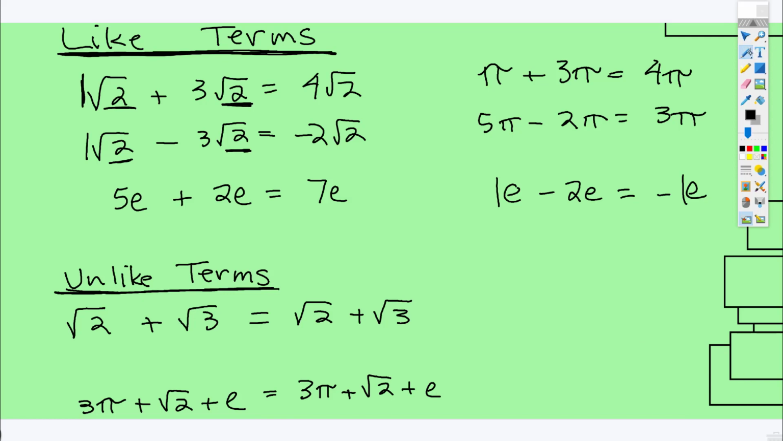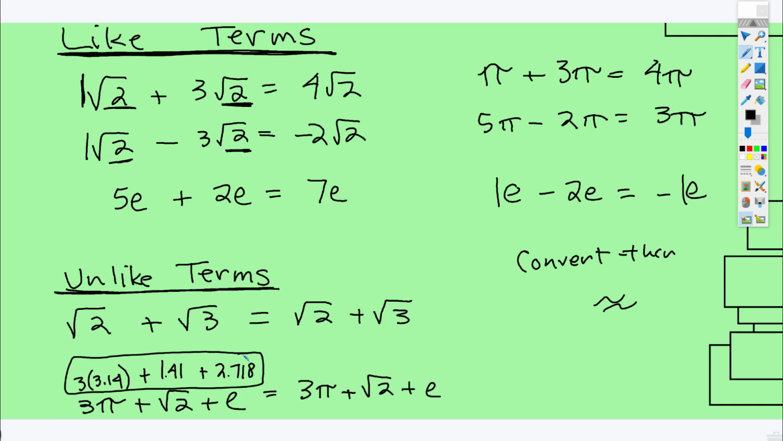Now, if you were told to convert, then add, you would get an approximation. So 3 times 3.14, because that's an approximation, plus the approximation for root 2 is 1.41, and then the approximation for e is 2.718. Well, now that those are all going to be decimal amounts, you could go ahead and add those because those are now alike. But if you're adding the original numbers, if they're not like terms, they cannot be added together.